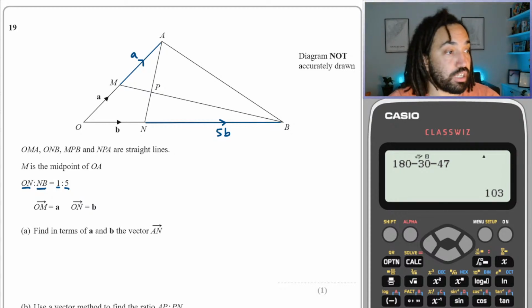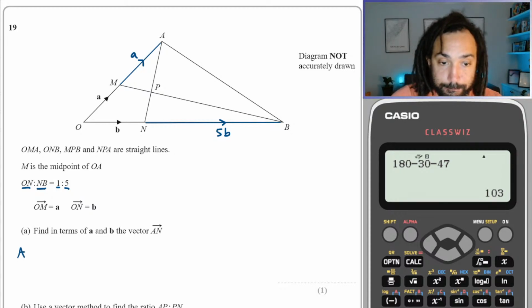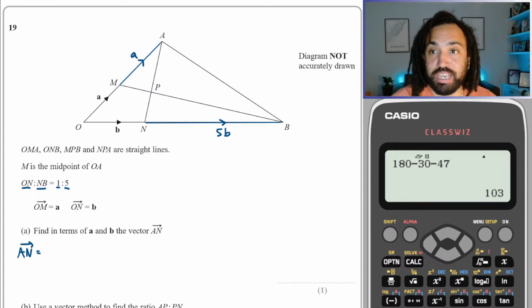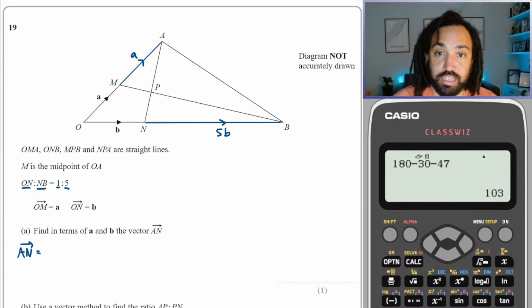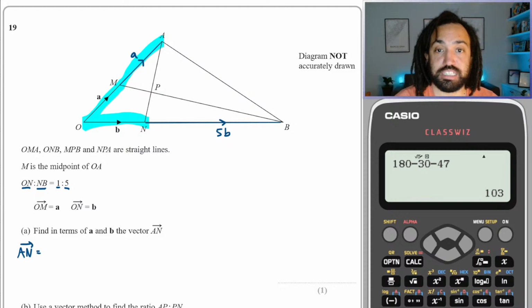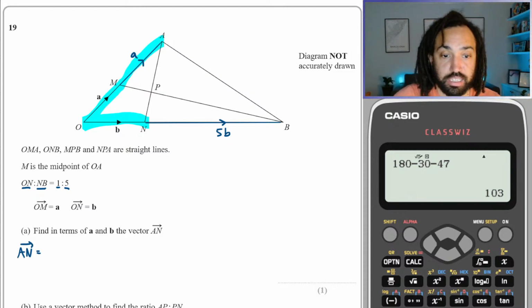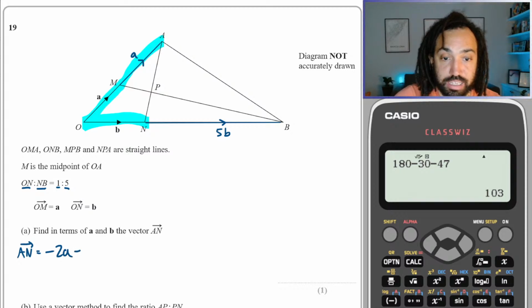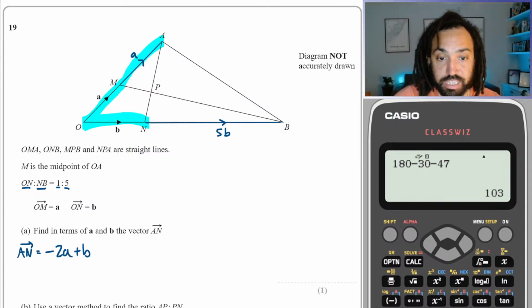It's asking me to work out A to N. Well, how do I get from A to N? I go from here, down, and then across. That's how I'm going to get from A to N. So that's going against the direction of the A's, so it's minus 2A, and it's going with the direction of the B, so it's plus B.